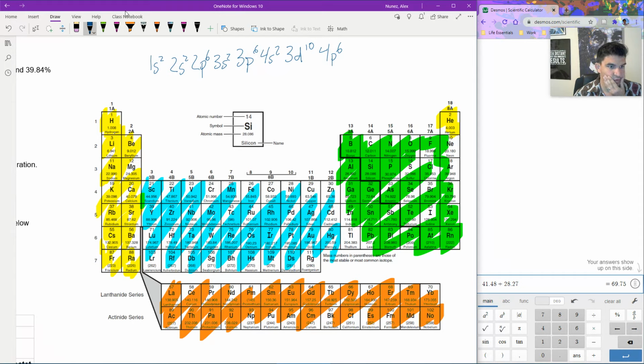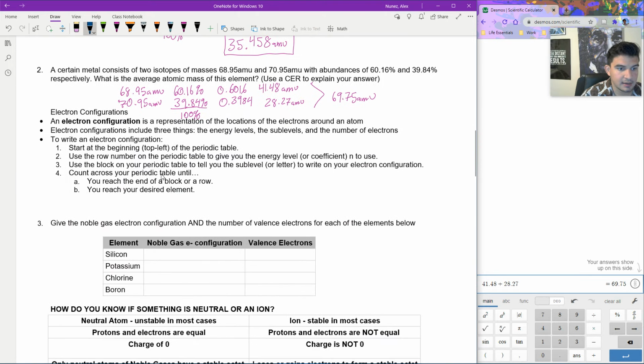Now we jump down to rubidium. So that's 5s2, 4d10, 5p6. So that got us all the way through period 5. And then when we get to 6, we start with 6s2. And then this is when we jumped down to our lanthanide series, and we had to subtract 2 from the energy level. So 4f12. All right.